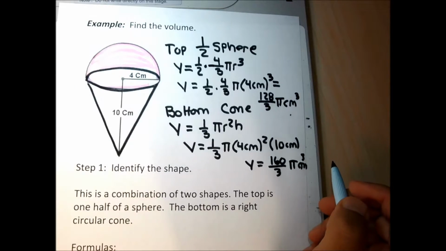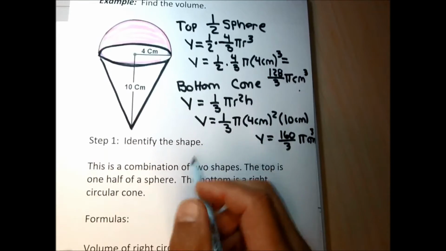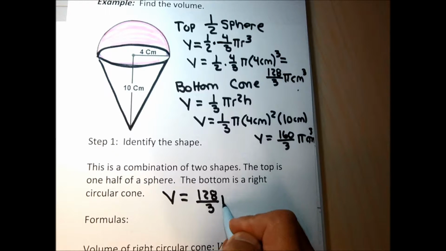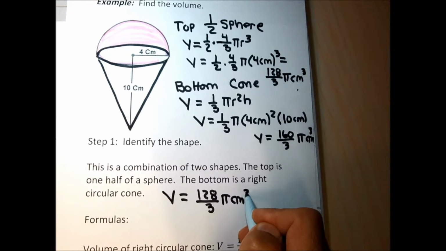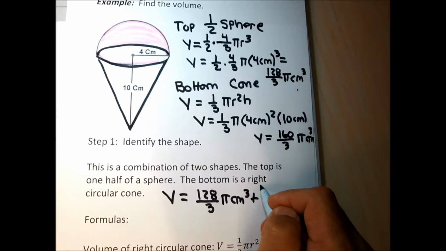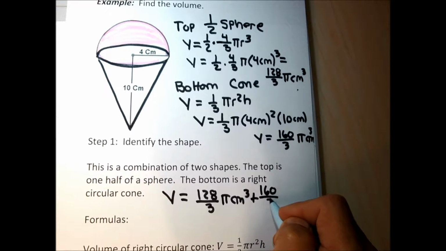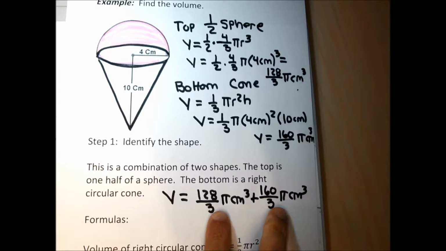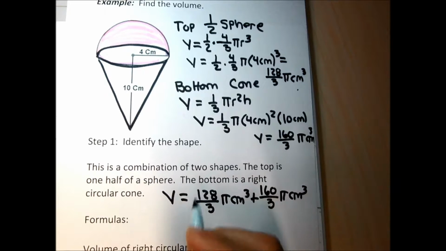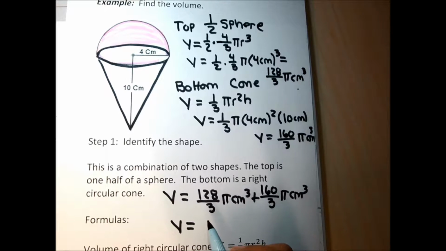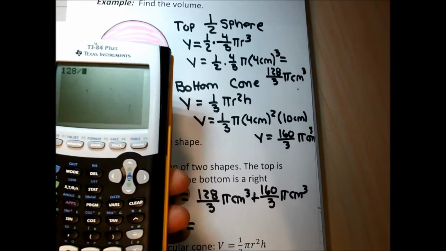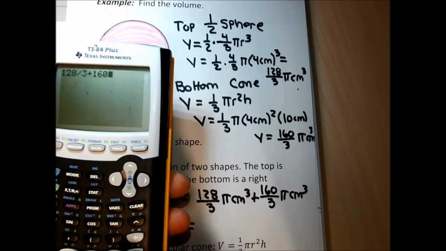The total volume for this shape, I have to add the two volumes together. So I'm going to do the volume of the sphere, or the top of this, which is 128 over 3 pi centimeters cubed, plus the volume of the cone that's on the base, which is 160 over 3 pi centimeters cubed. I'm going to leave the pi's. I'm going to add the 128 over 3 plus 160 over 3 to get the total volume of this composite shape. So now I need to go 128 divided by 3 plus 160 divided by 3.